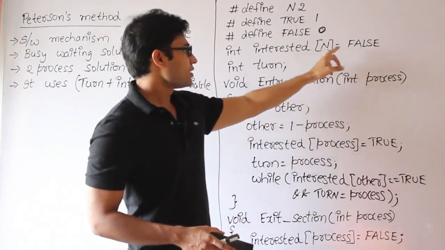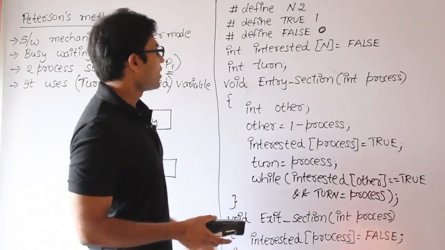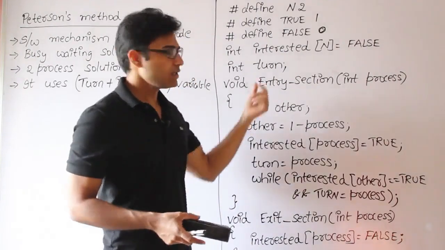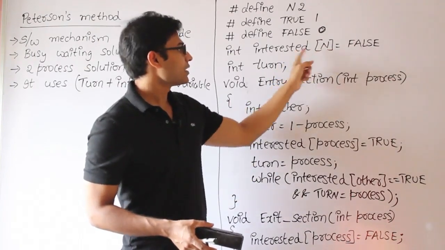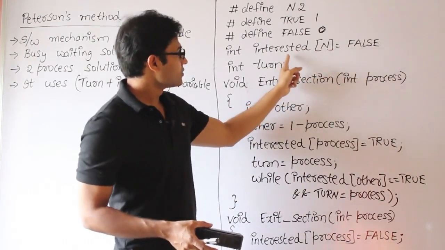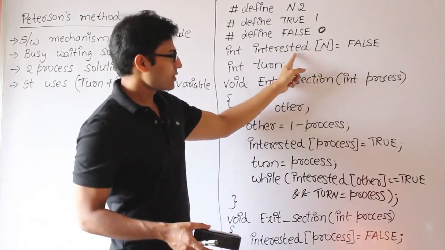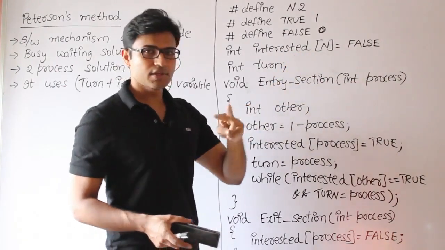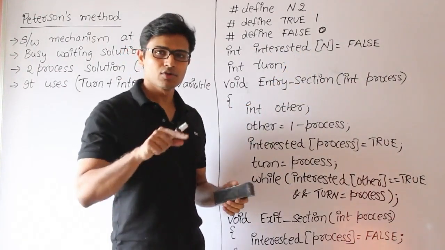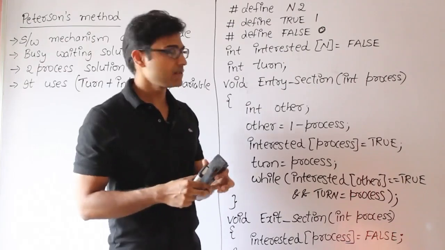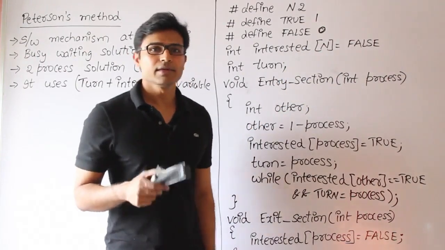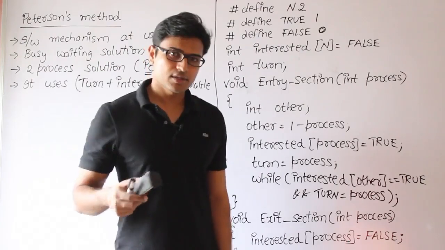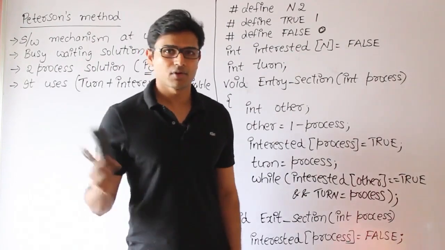int interested[N] equal to FALSE. It means that I am assuming that all the processes are initially not interested. So what is interested[N]? interested[2], isn't it? Which means interested is an array which has two elements, interested[0] and interested[1], because N is 2, and both are initialized to FALSE. What does it mean? Initially no process is interested in getting into the critical section. That is the meaning of it.